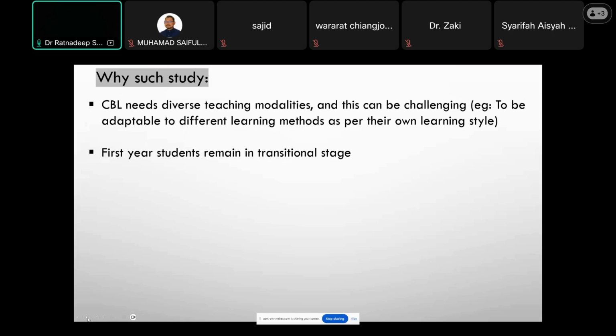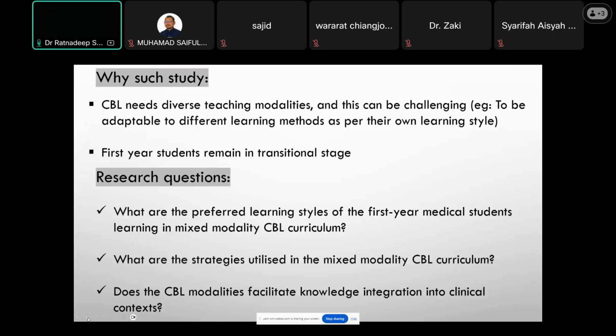So more importantly, another point is that first year medical students experience these things in a new learning environment. So they require some kind of adjustment because they are in a phase of transition from school to college and then college to university. So what we have tried to do, therefore, is find out some learning styles of the first year medical students in this CBL curriculum.